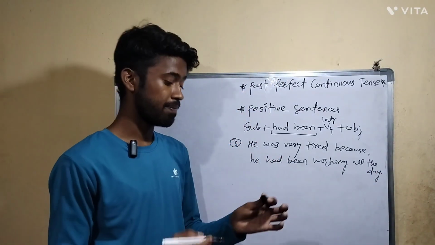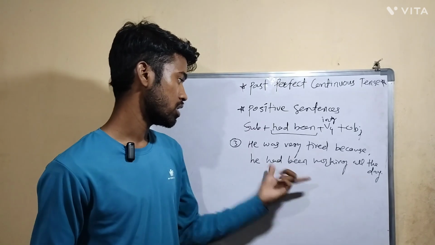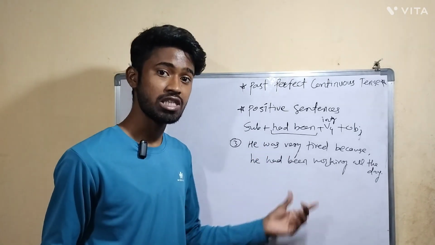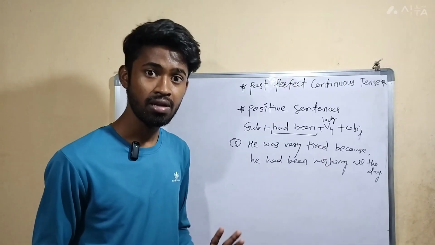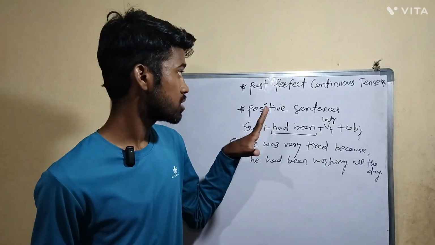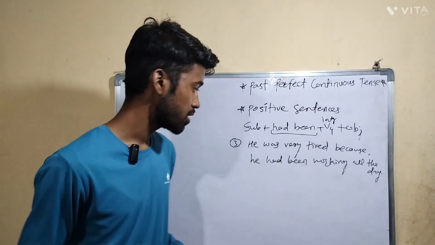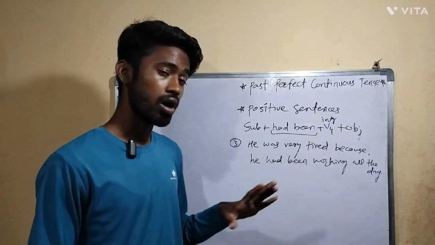He was very tired because he had been working all the day. Now here, this is the effect, this is the cause, and this is the action which started in the past and ended in the past. So this is how we can use the past perfect continuous tense in English.